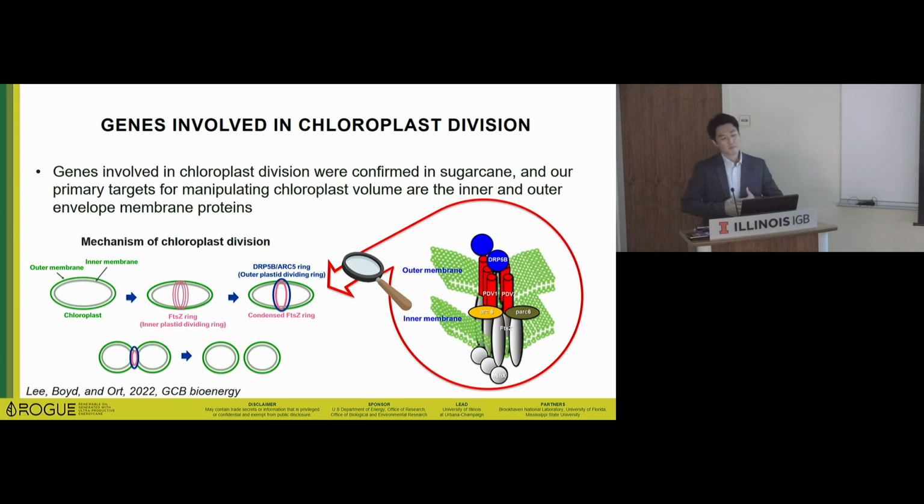So to improve photosynthetic efficiency under fluctuating light, our research group is trying to modify the chloroplast, specifically the chloroplast volume. You may wonder why we want to modify the chloroplast volume, but this is all based on previous research. I would really love to share all of this background information and our hypothesis, but due to the time limitation and the seminar's purpose, I'm not going to talk about it.